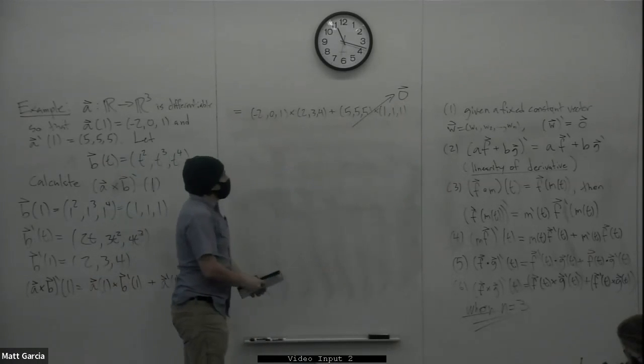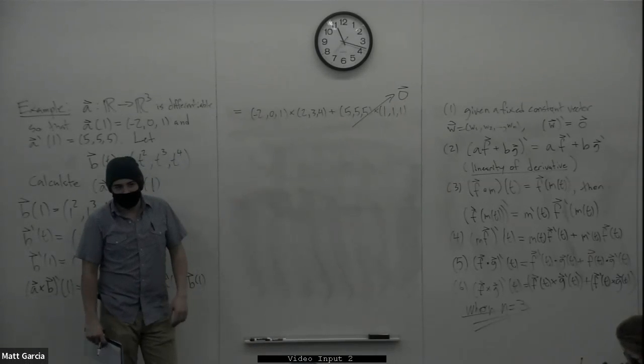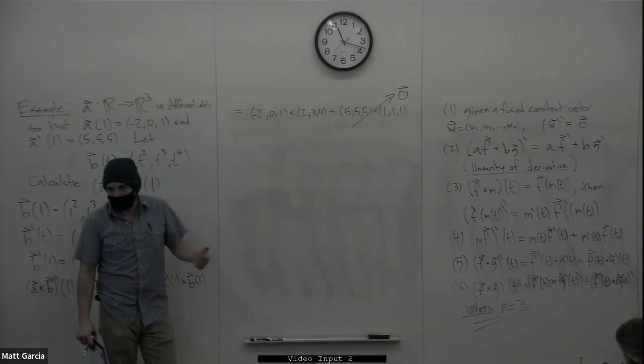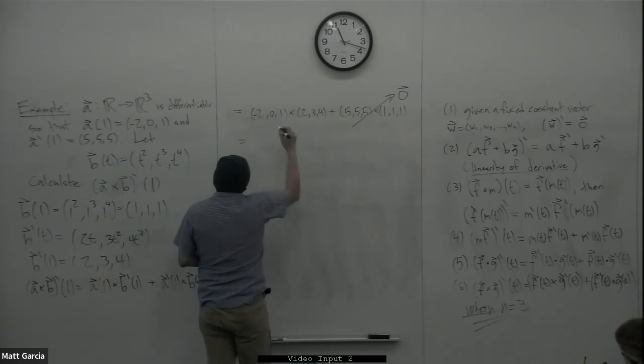This becomes the 0 vector. So now we only have to calculate a single cross product, right? Which, you know, calculating cross products is a pain in the neck. So that's good. All right. So let's just do it then.